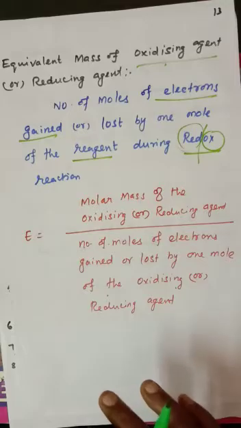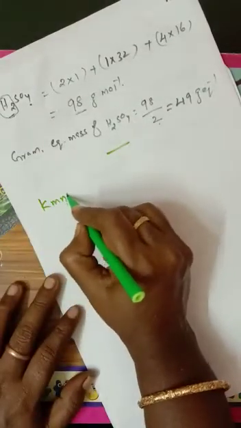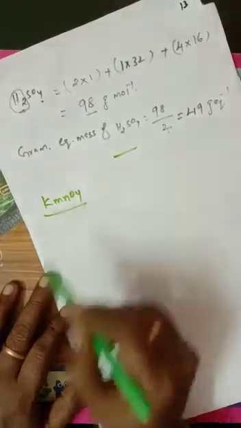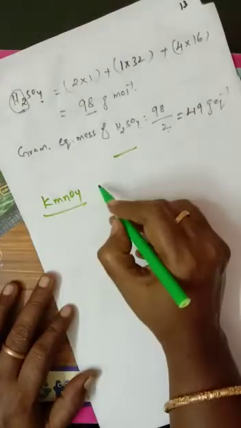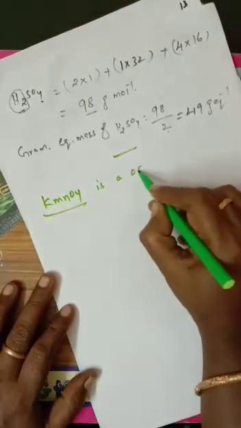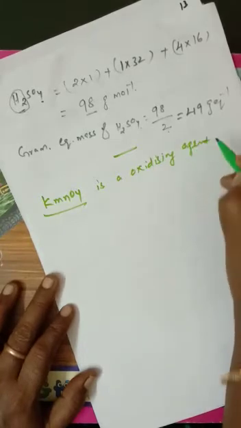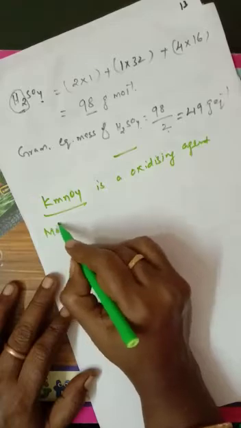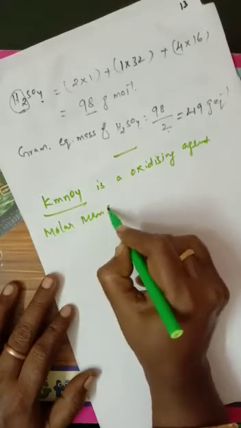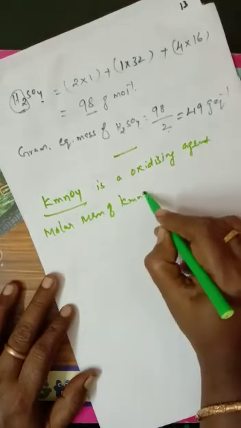For this, we are going to take one example. You may know this already, potassium permanganate. What's the formula for potassium permanganate? KMnO4, right? So KMnO4 is an oxidizing agent. The molar mass of KMnO4 we shall calculate now.